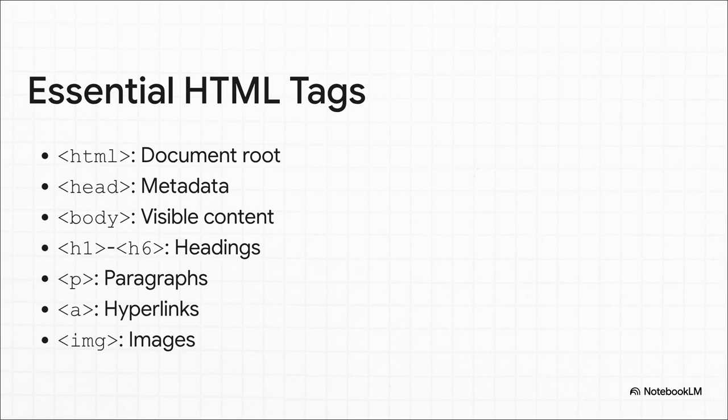You've got the HTML tag itself, which is the root wrapping the entire document. The head tag holds all the metadata, the stuff the user doesn't actually see, like the page title. The body tag holds everything the user does see. And then you have your structural basics, H1 through H6 for your headings in order of importance, P for paragraphs, A for the hyperlinks that actually make the web, and image tags for graphics. These are your absolute non-negotiables.